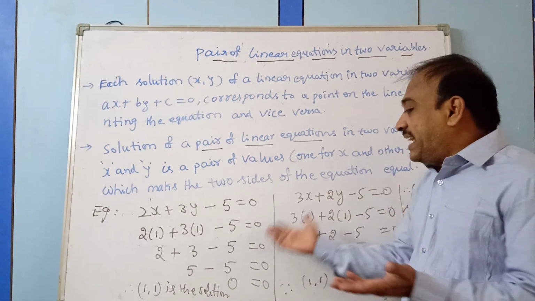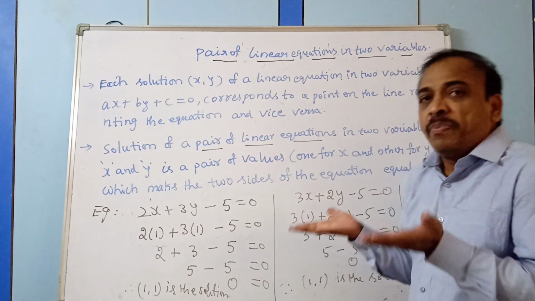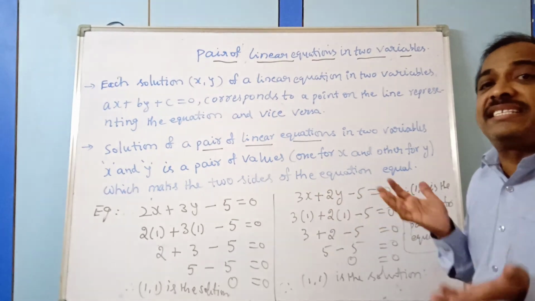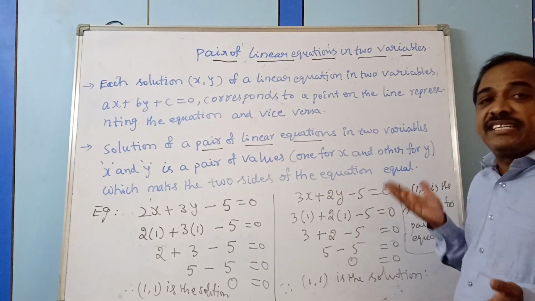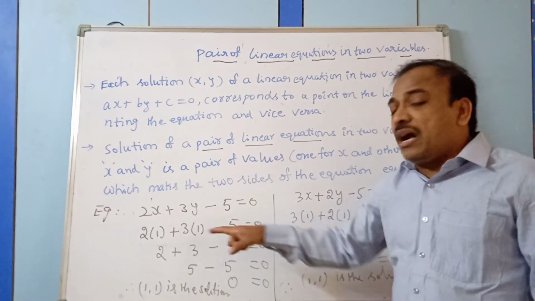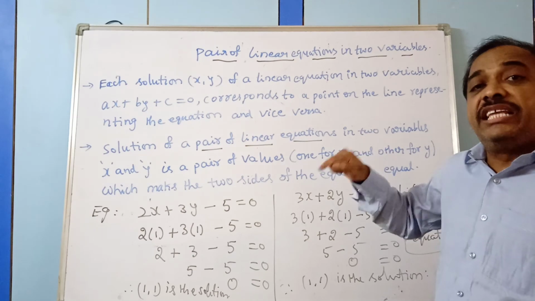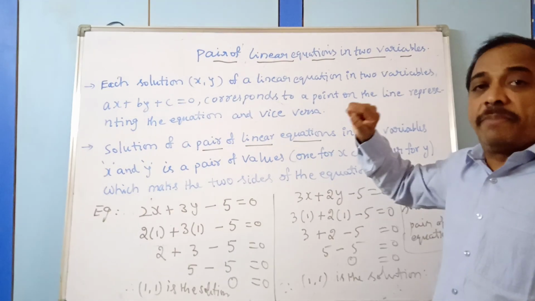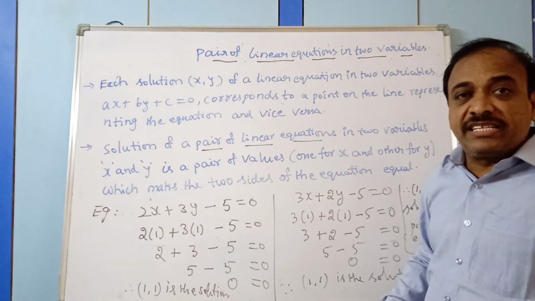See here, 0 is equal to 0. On both sides, LHS and RHS, the result is the same. Here also both sides the result is the same. That is the reason we call that particular pair 1 comma 1 the solution. This will be a point on the line when you represent it on a graph.